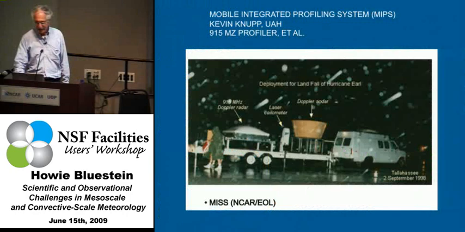Now, the profiling systems are very useful if you can make them mobile. This is the MIPS, the Mobile Integrated Profiling System, that Kevin Knupp has at the University of Alabama, and NCAR has its own version called MIS.